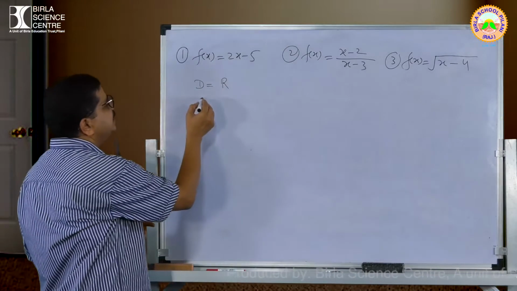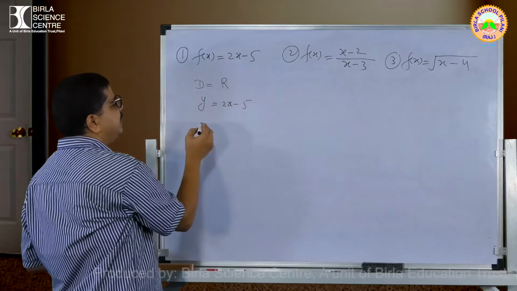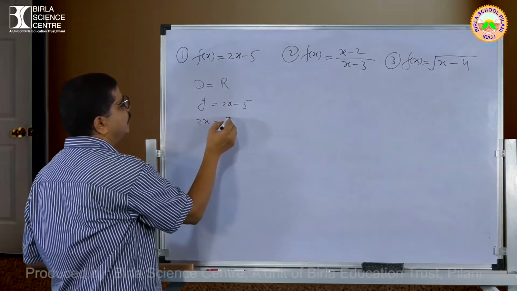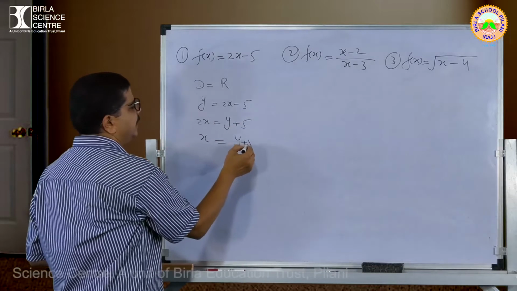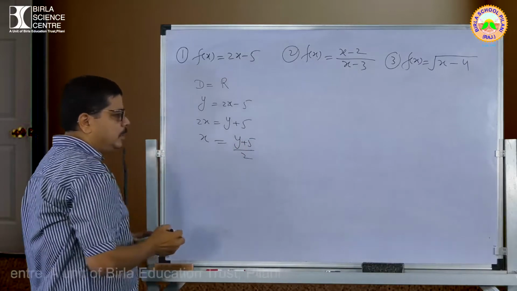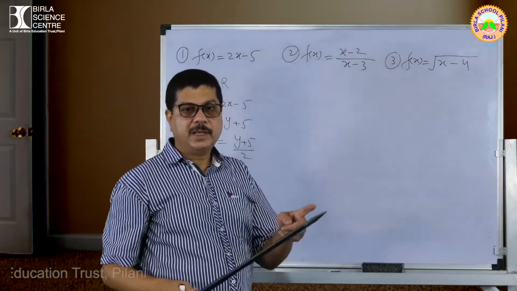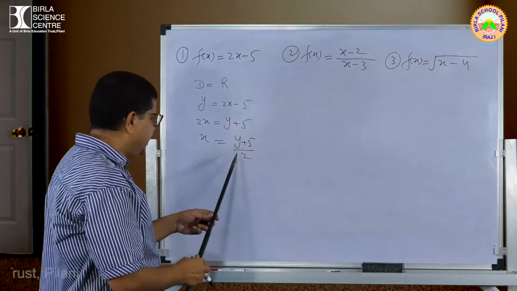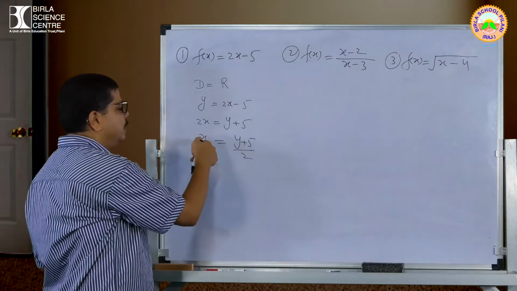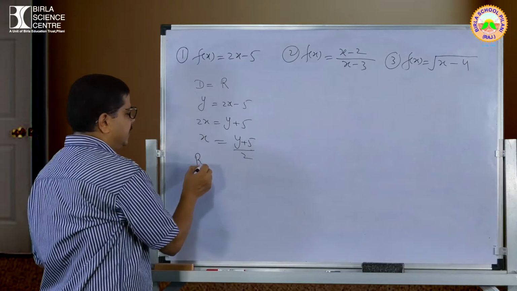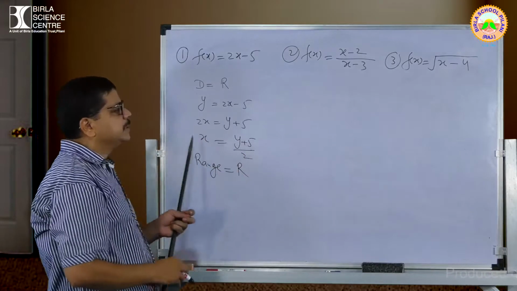And to find the range, we write y as a function of x and we express x in terms of y. That is x equal to (y plus 5) upon 2. Range is all values of y which give you real x. So here we can put any value of y, and any value of y will give you real x. So its range is also all real numbers.